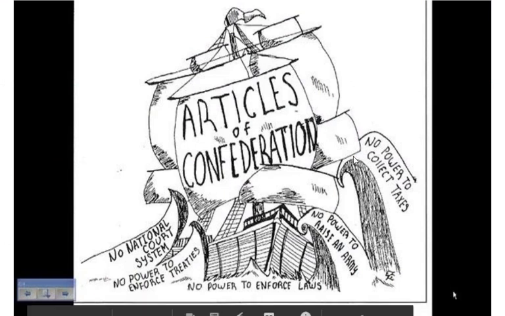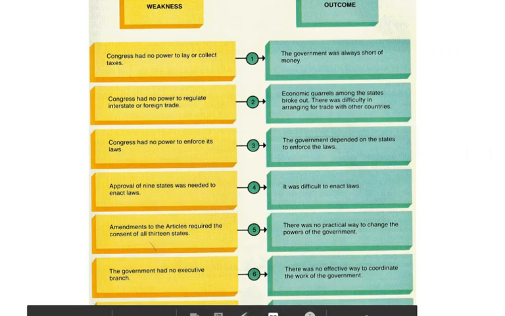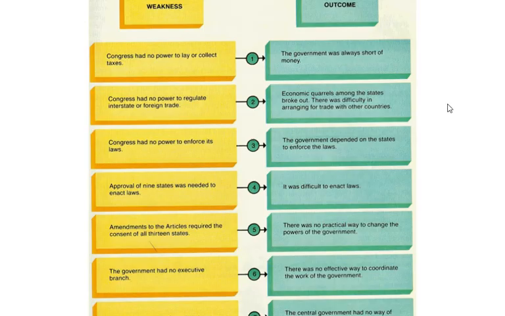It's just another thing. This is just a political cartoon saying rough sailing ahead because we couldn't do a lot of these things. This is a slide. I'm not going to read through it, but this might help you when you're taking that quiz. It's weaknesses. Actually, one of the questions is about the weaknesses. And then what was the outcome? What was the result of that weakness?